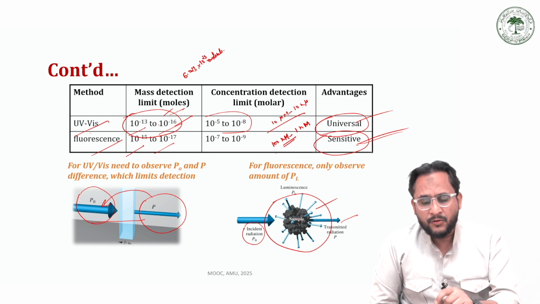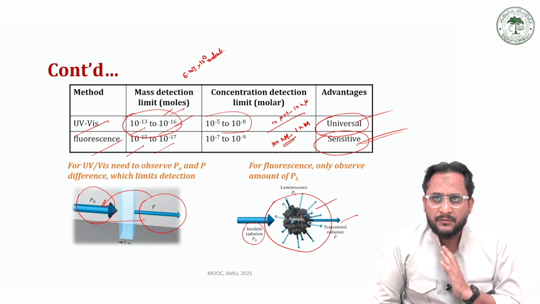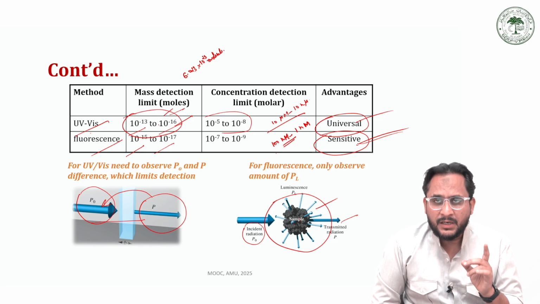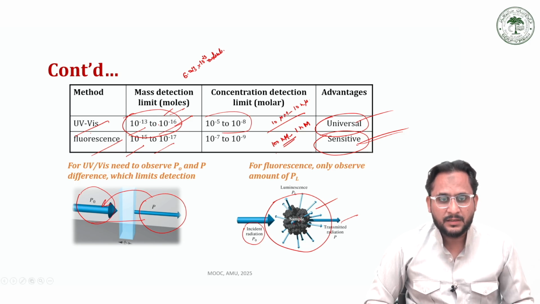But in case of fluorescence, we do not focus on transmitted light radiation. We have nothing to do with it. We let it pass through the sample. We focus on the light that is being emitted when the electrons return back. Let's move to the next slide.